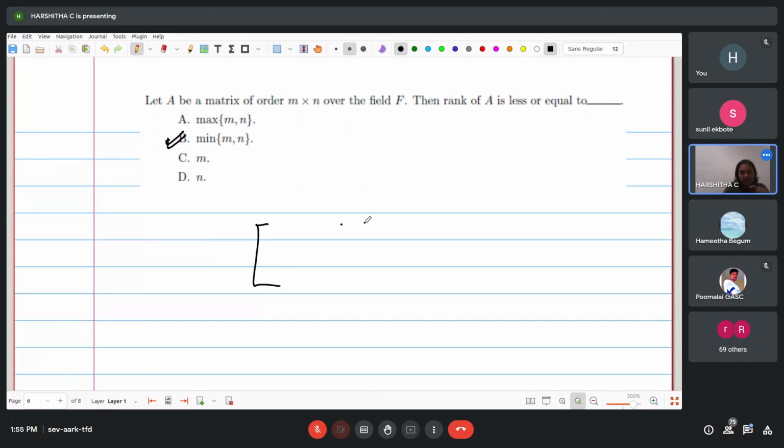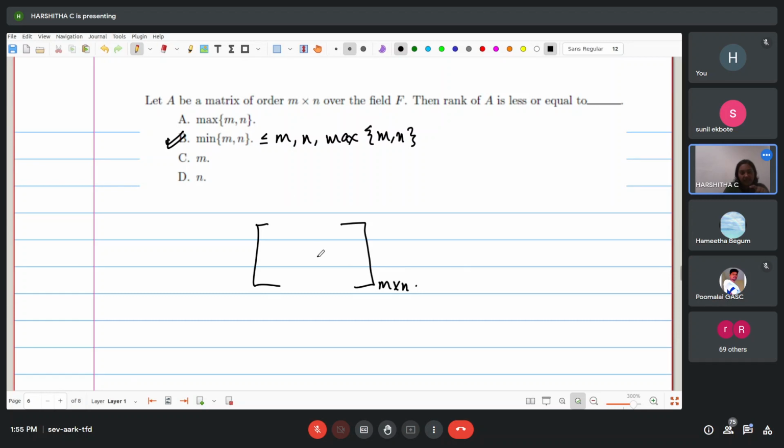So you can look at any definition of rank that you want. In a way, actually, all of the options are right, because if it's less than the minimum of m comma n, it is less than the maximum of m comma n, and it is less than m and n. But the most appropriate answer to select is the minimum of m comma n.